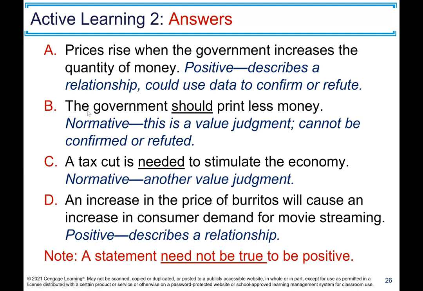Number B, the government should print less money. This is normative. The word "should" gives it away. This is a value judgment, it cannot be confirmed or refuted.